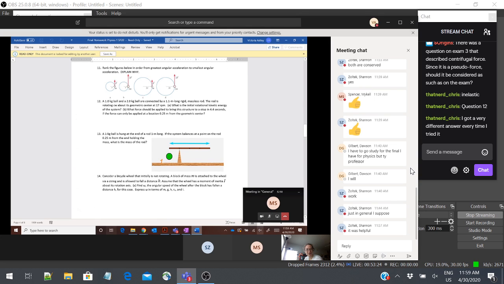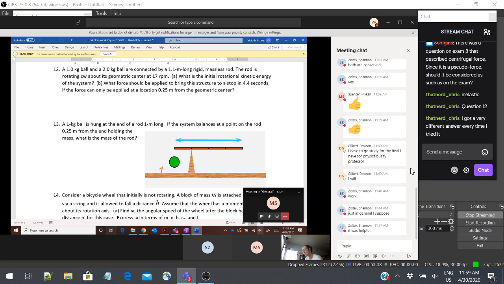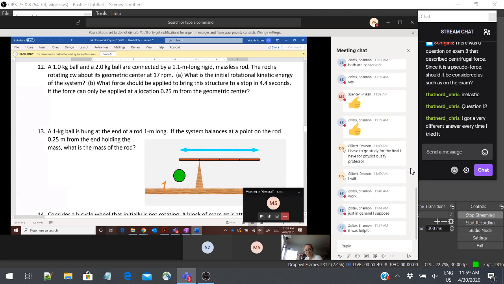Okay, for 12, you got a very different answer every time you tried it. Tell me, what did you do? So you tried it several times. Tell me some of the things you did. So you have a 1 kilogram ball and a 2 kilogram ball connected by a rigid massless rod. Massless means we don't care about it in terms of moment of inertia or center of mass or anything like that. So that's good. The rod is rotating clockwise about its geometric center at 17 RPM. What is the initial rotational kinetic energy of the system? What force should be applied to bring the structure to a stop in 4.4 seconds if the force can only be applied at a location 0.25 meters from the geometric center?